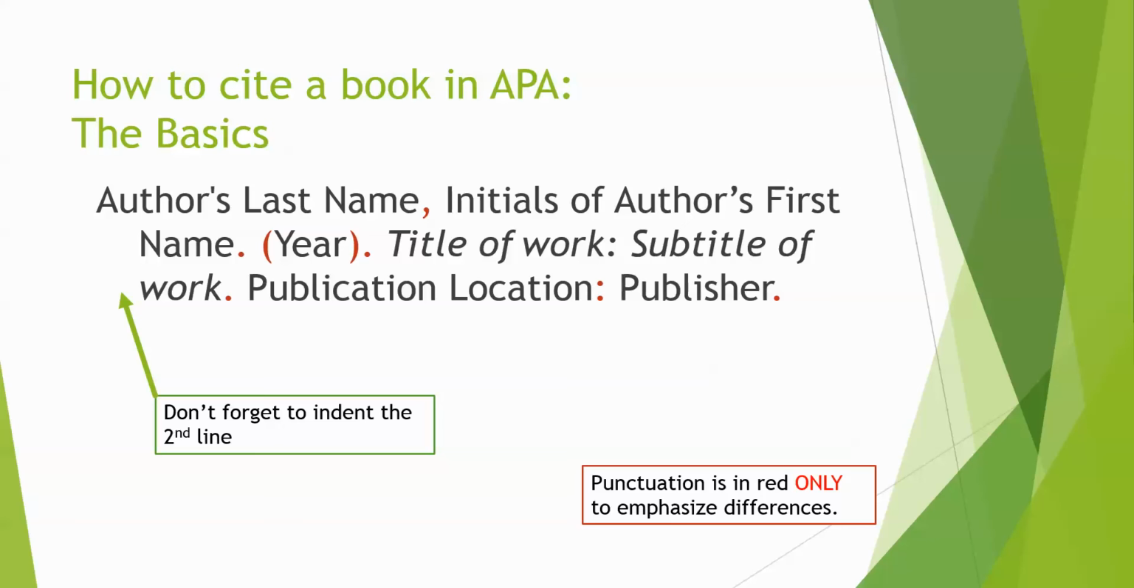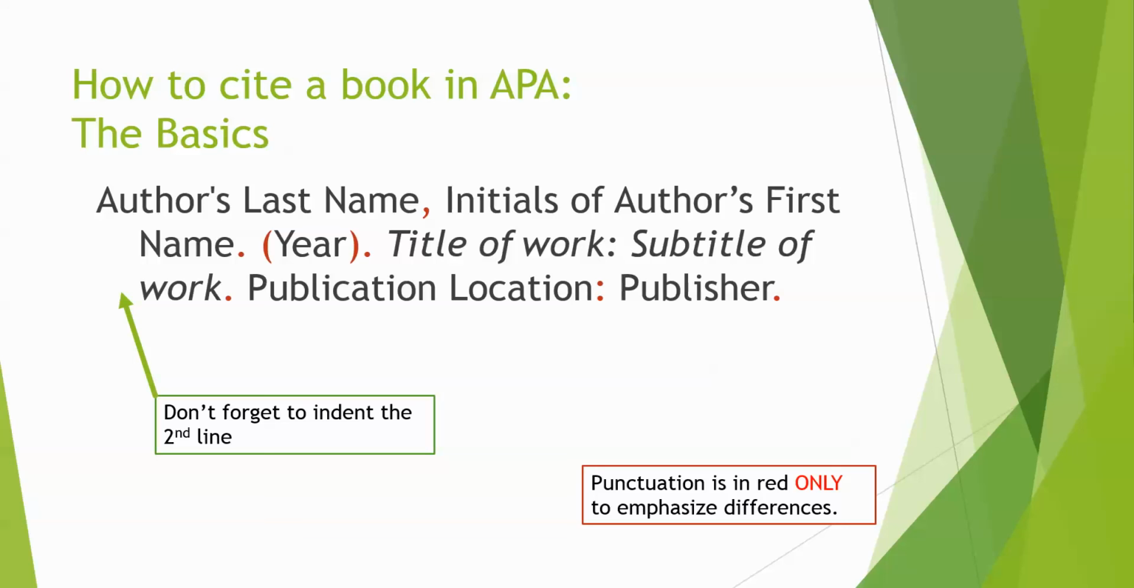Next, we have the title of the work, which is italicized. Notice that the letters T for title and S for subtitle are capitalized. Not all books have colons within the title, so don't think this is special to APA. The colon separates the title from the subtitle. Also note that not all books have subtitles. In fact, more often than not, a book will just have a title and no subtitle, and therefore no colon.